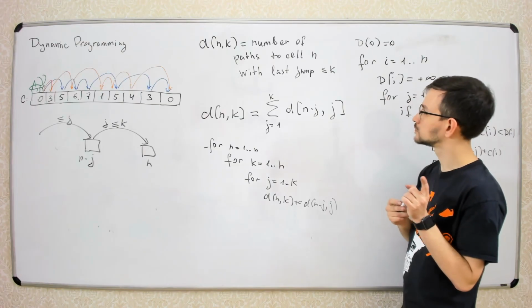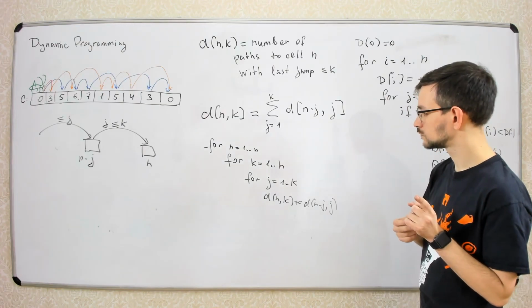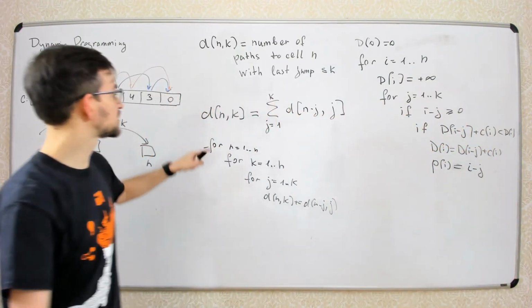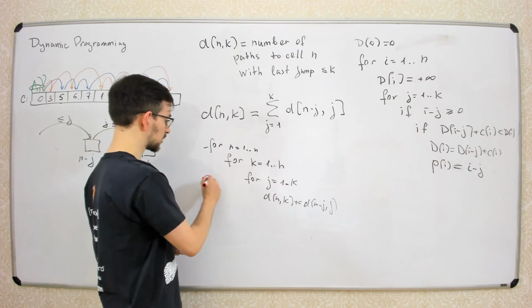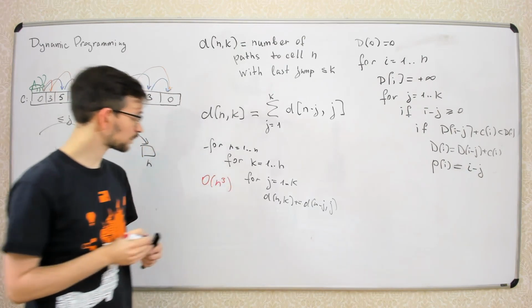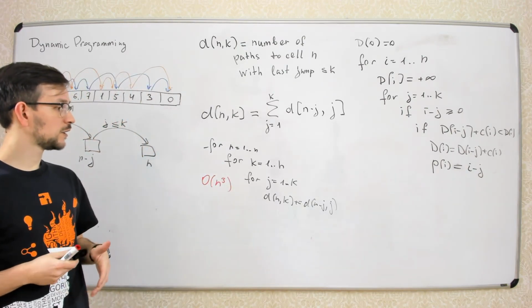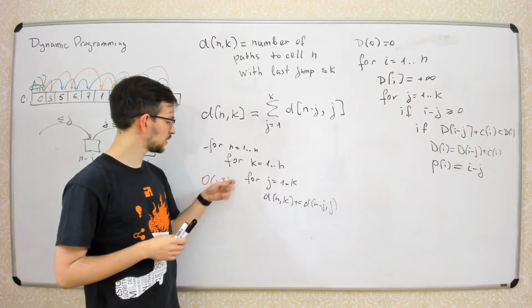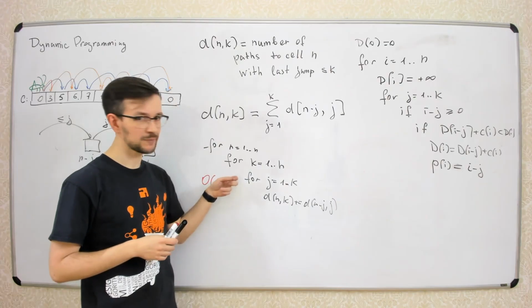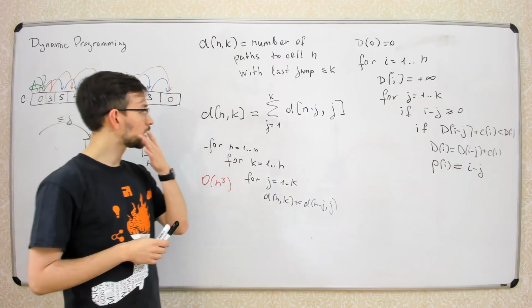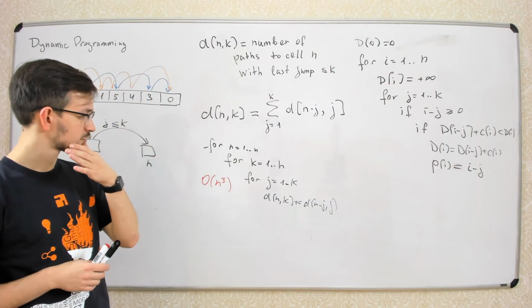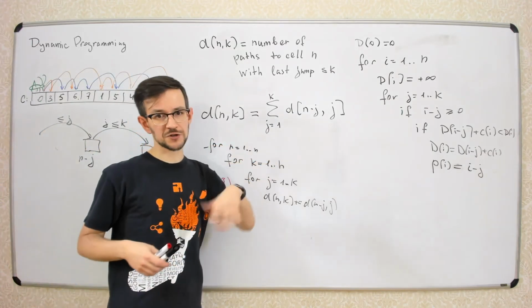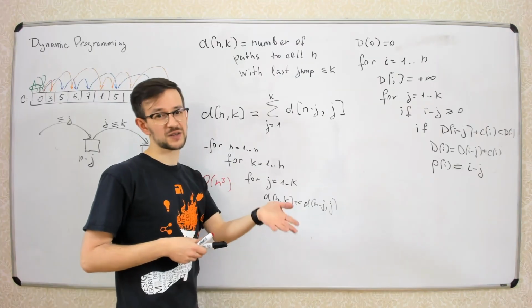I forgot something. Yes, you actually can update this. Again, this code works in n cube time. And you can easily update it to work in n square time. You can do this just by calculating this sum first. This sum is not exactly a prefix sum, but it's kind of a prefix sum.